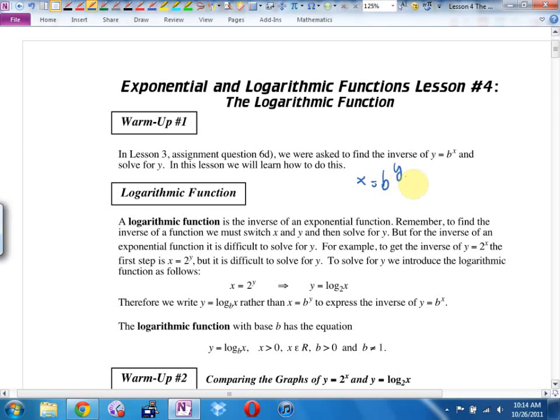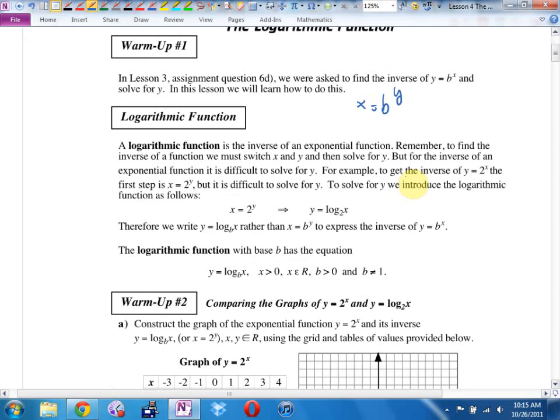How do I get an exponent by itself? You have no mathematical operation that will get an exponent down to ground level where you can do math with it. In fact, to do that today, we are going to have to define an entirely brand new mathematical operation. The mathematical operation is called the logarithm, or the log for short. A logarithmic function is defined as the inverse of an exponential function. That's its definition.